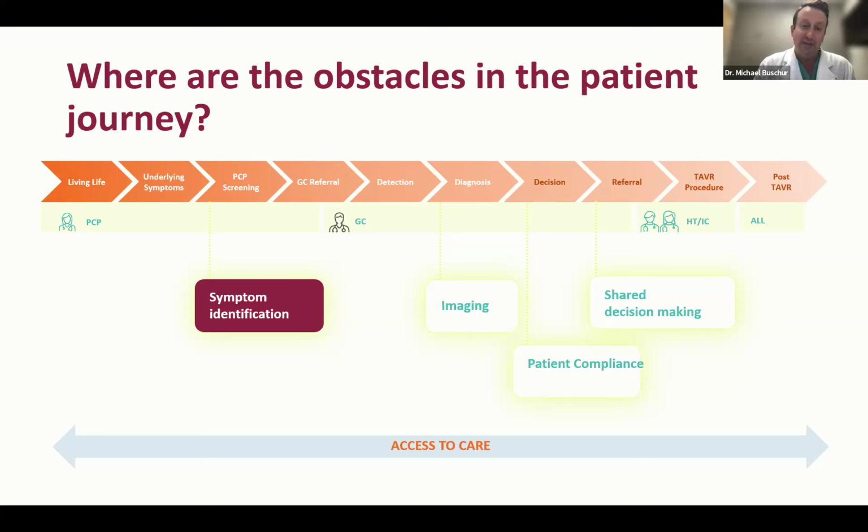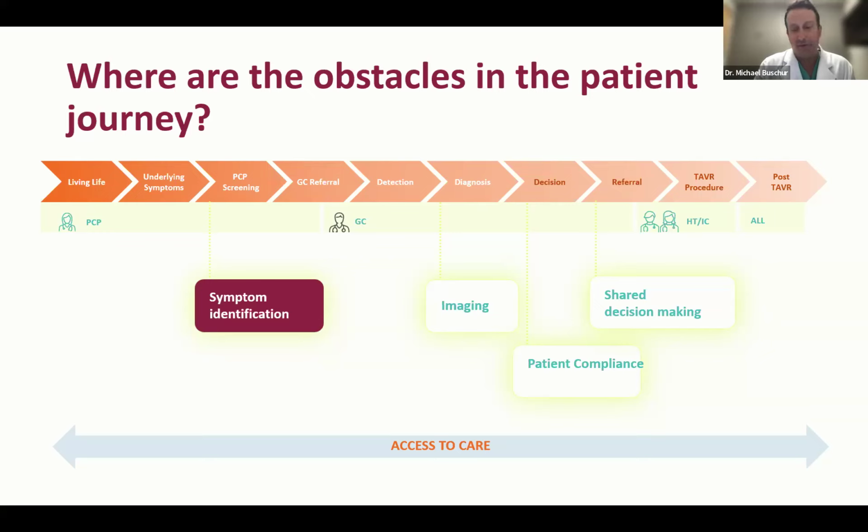Once this has been detected by the primary care physician, or they're concerned enough about symptoms, they'll get sent to the cardiology office. Typically, it may be a general cardiologist, or it may be a specialist, but we'll get them in, we'll get them evaluated, and usually, again, starting with imaging. An echocardiogram or an ultrasound is the first test that we do to better quantify the severity of aortic valve stenosis. After that, we have a heart team.